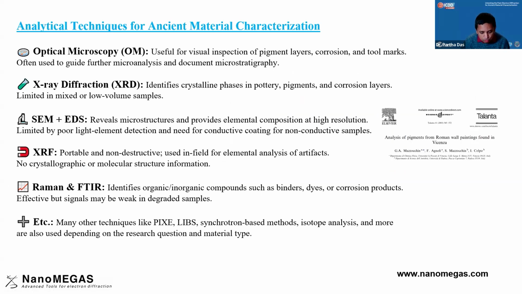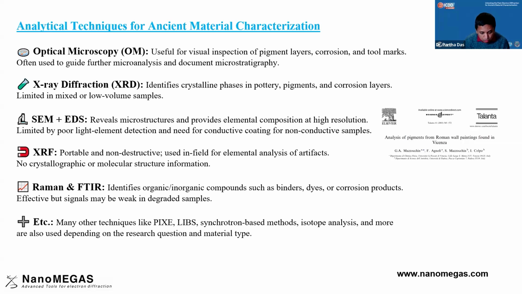One of them is optical microscopy, which gives a very good inspection of the surfaces and layers. Another one is XRD, which is very widely used. It identifies crystalline phases for pigments, pottery, and corrosion layers, and it has been used extensively. But the challenges come in when the sample quantity is very small or there is a mixture of phases. Another technique used extensively in ancient material characterization is SEM with EDX, which gives very high resolution images with elemental compositions, but there are challenges like sample coating and when the sample is non-conductive.